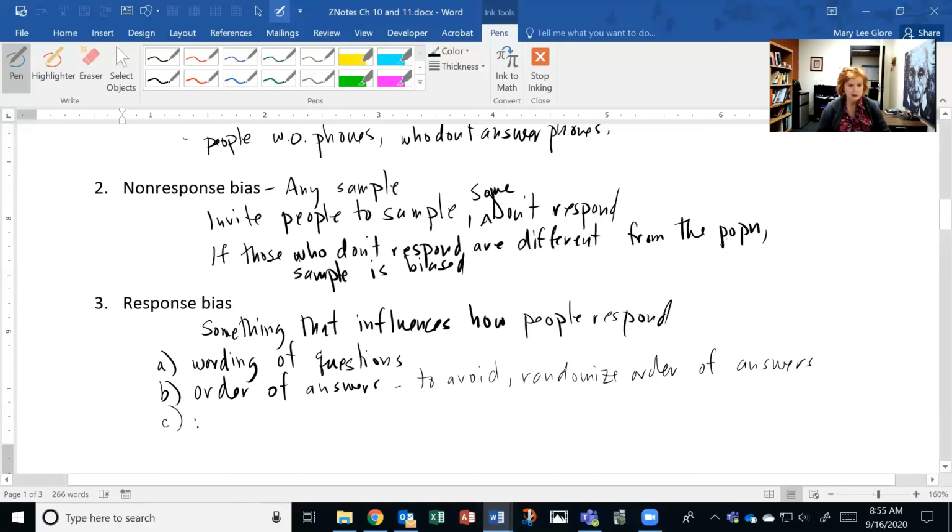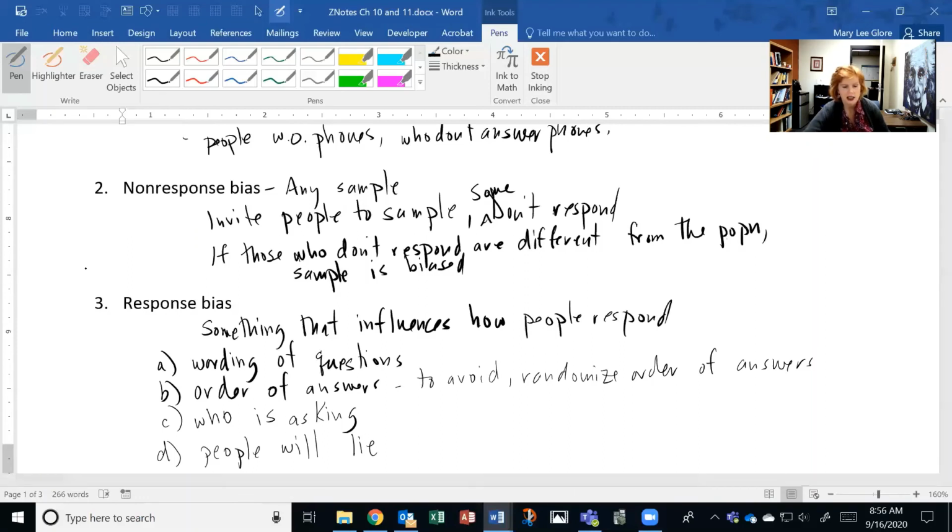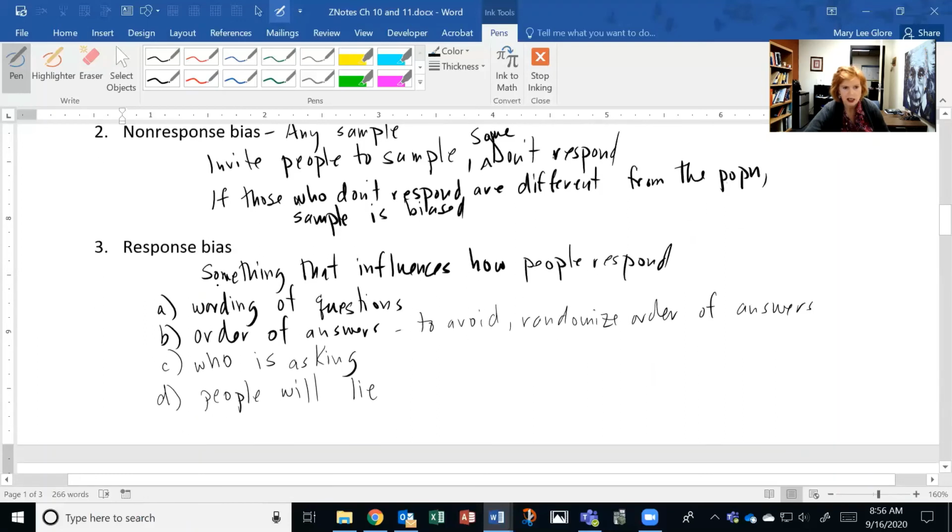Who's doing the asking? If you ask a question where people will want to lie, there's a study that a group did, and basically they asked people, did you go to church on Sunday? And they got a certain percentage of people who said yes, they went to church on Sunday. Another separate sample, they asked people on a Sunday, what did you do today? And if they happened to mention church, then it got counted.